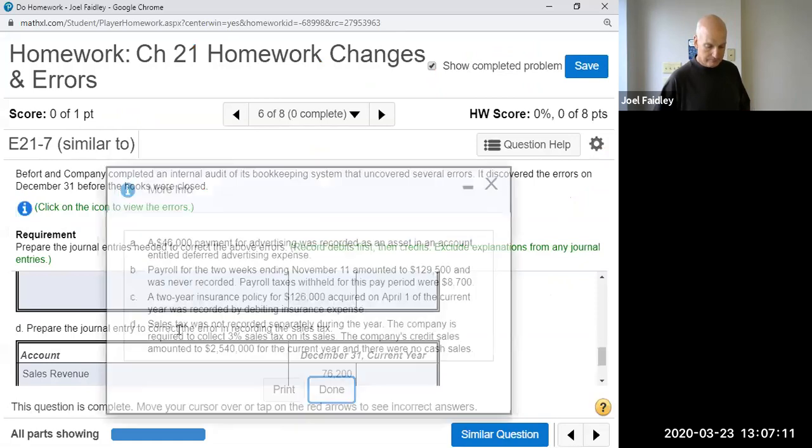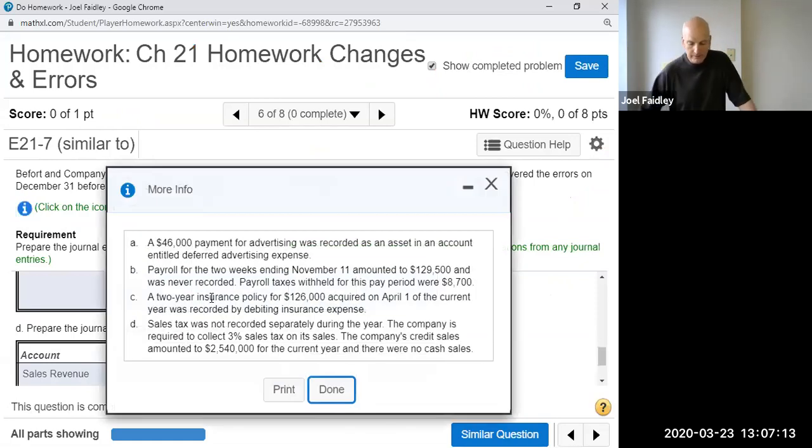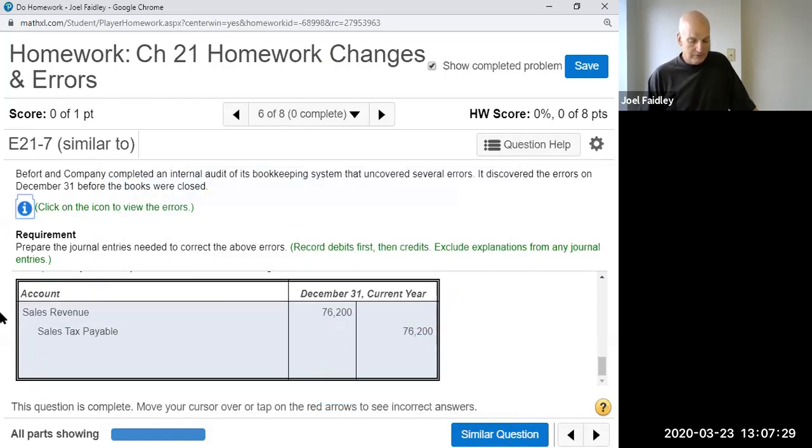And then the last one, sales tax was not recorded separately during the year. The company's required to collect 3% sales tax on its sales. Company's credit sales amounted to $2,540,000 for the current year. So $2,540,000 times 3% is $76,200. So they're taking it out of sales revenue and putting it to sales tax payable. It's not really revenue for them. They're collecting sales tax and going to remit that to the state on a monthly basis.